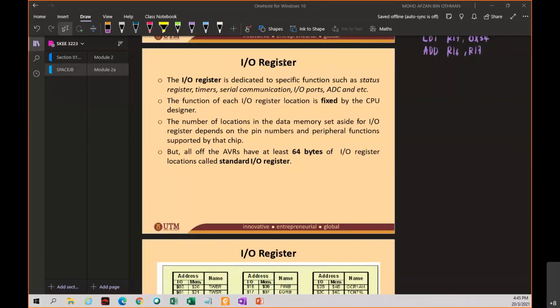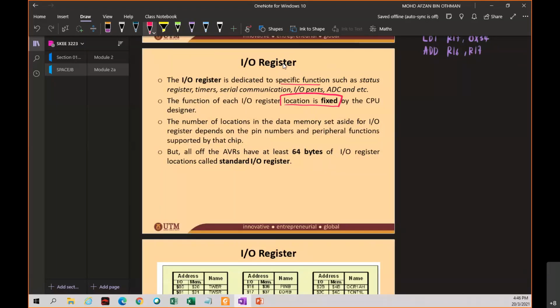This I/O register is inside the data memory. Okay, great. The I/O register is dedicated to specific functions such as status register, timers, serials, communication, I/O port, ADC, and etc. So this I/O register is used to store the values that are going to do specific functions. The function of each I/O register location is fixed by the CPU designer. So the location dah fix, kita tak boleh tukar.